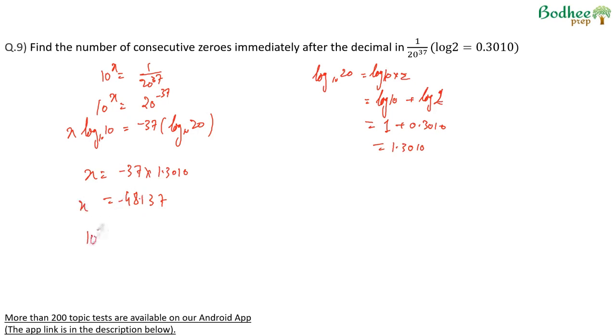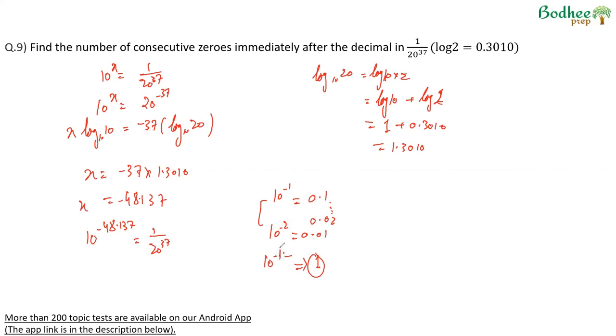And therefore we can say 10 raised to power minus 48.137 is equal to 1 by 20 raised to power 37. Now 10 raised to power minus 1 is 0.1. 10 raised to power minus 2 is 0.01. Anything in between will be of the form 0.0, 2, 3, 4, 5, 6 and so on. And therefore 10 raised to power minus 1 point something will have 1 zero after the decimal.